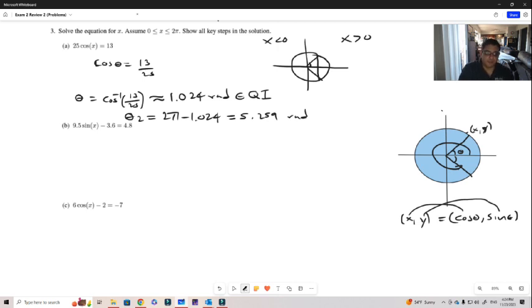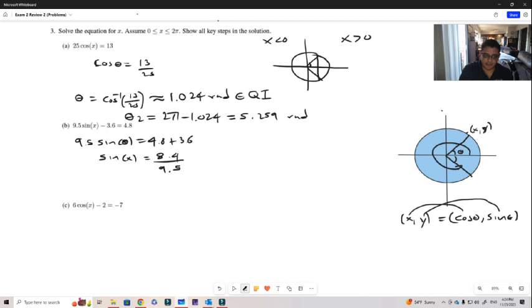So for B, we have 9.5 sine of x minus 3.6 is 4.8. So the first thing is that you need to isolate sine of x. So 9.5 sine of x is equal to 4.8 plus 3.6. And then sine of x is going to be what? The sum of this, which is going to be 8.4. And so now we're going to divide by 9.5. So 8.4 divided by 9.5. And so that's what we get for the sine here.